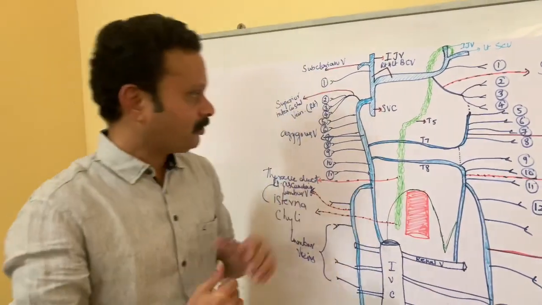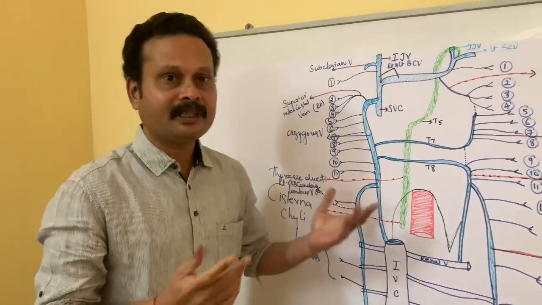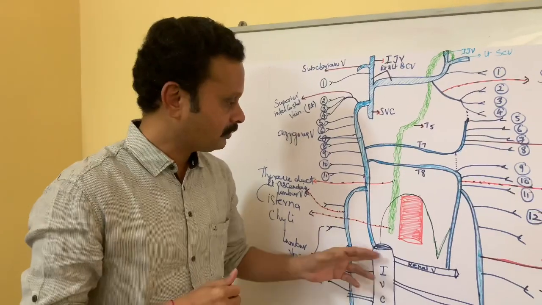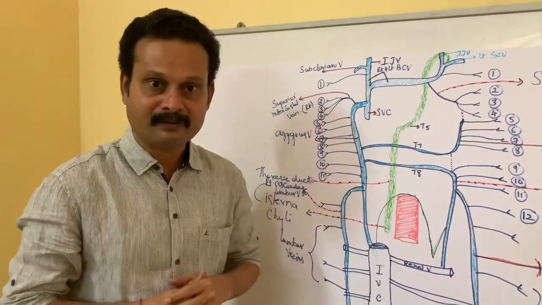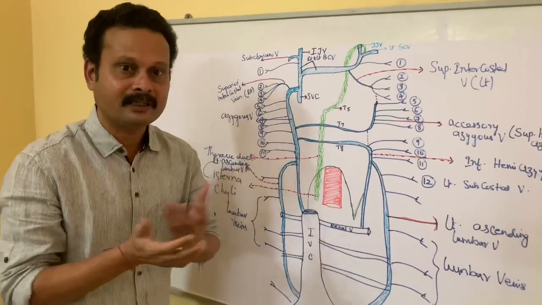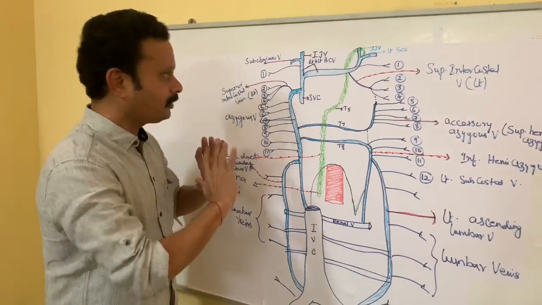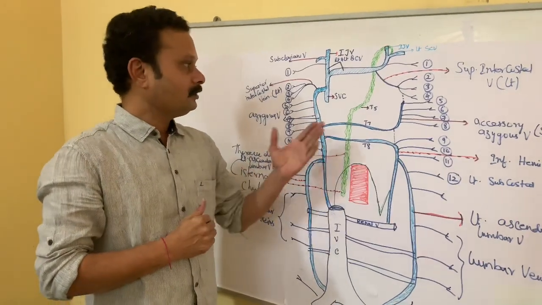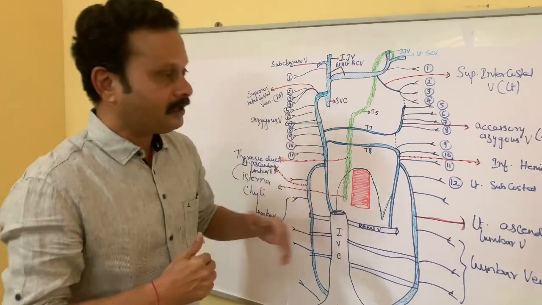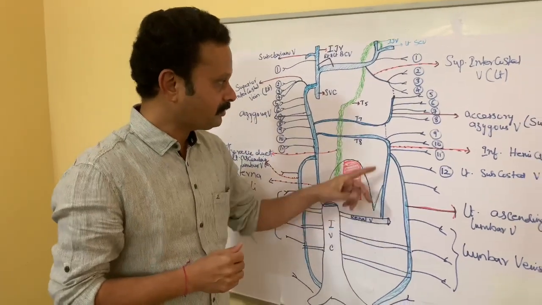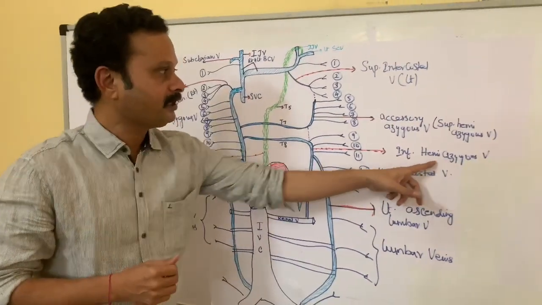Coming to the applied aspect of the azygous vein, sometimes in case of obstruction to the inferior vena cava or the superior vena cava, this azygous system of veins forms an alternative route of return of venous blood back to the heart. Second, the terminal vein belonging to the azygous system is the inferior hemiazygous vein.